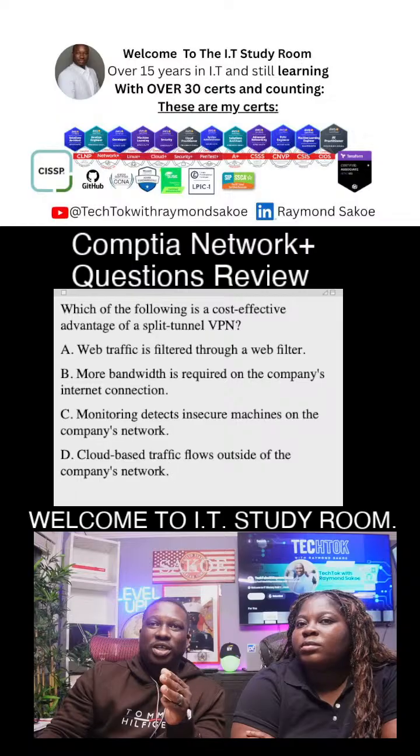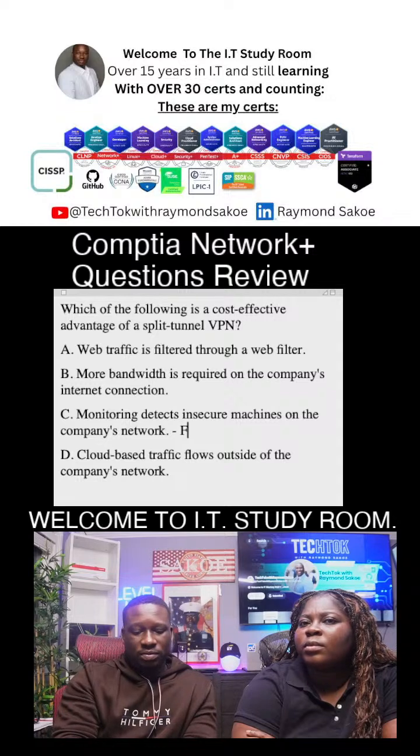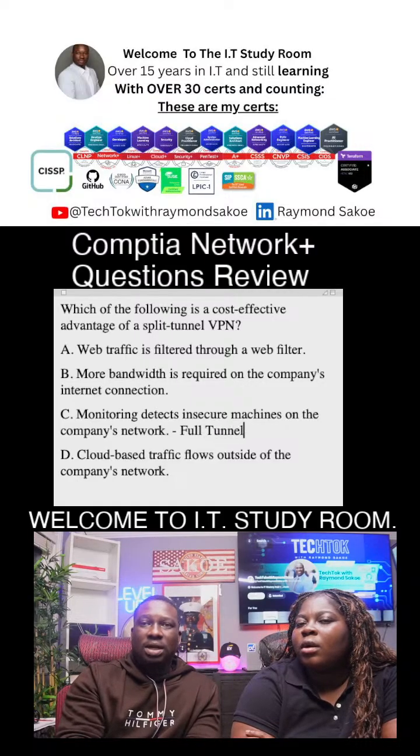So we have the monitoring to detect insecure machines on the company network. That is an advantage of full tunnel, where everything goes to the company. Full tunnel. Right. This is when everything goes to the company.